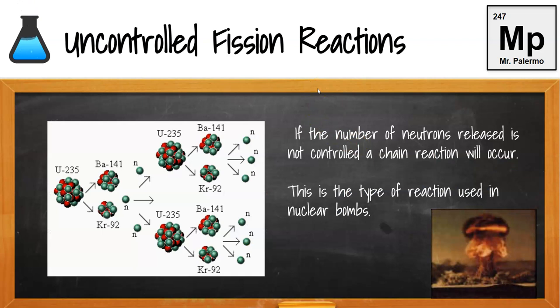Well, what happens if we don't control those neutrons? We get an uncontrolled chain reaction, and this is going to lead to a large and very rapid amount of energy release, and this is the premise behind a nuclear bomb.